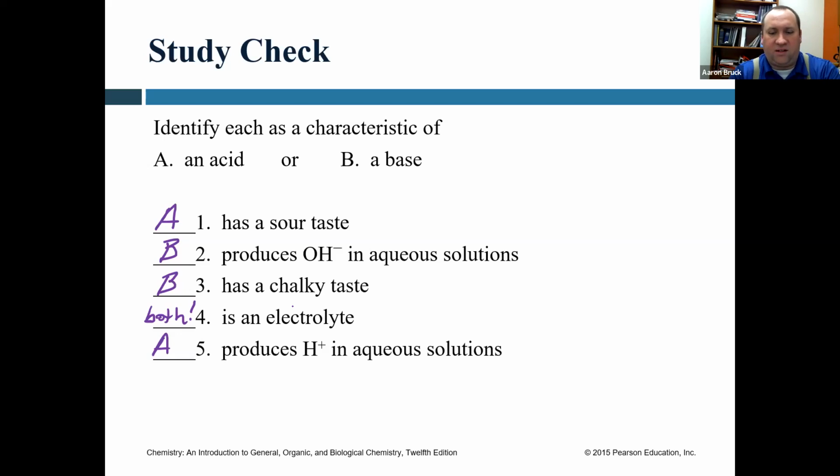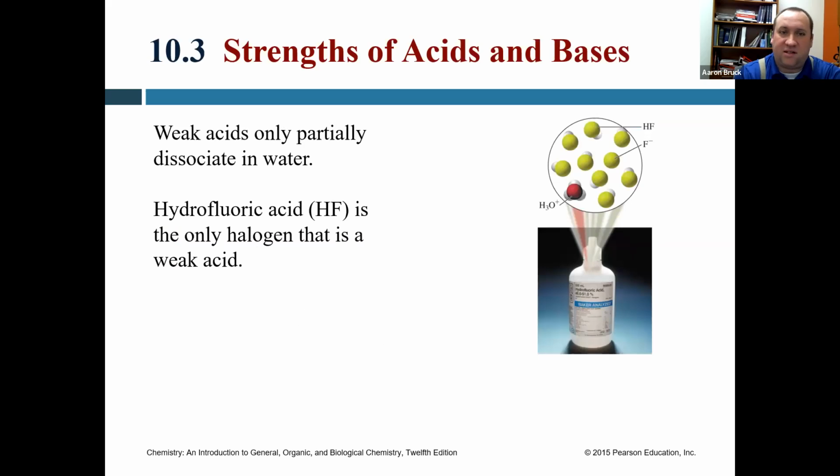There's one more thing that we want to talk about here in this first introductory coverage of this material, and that is acid and base strength. This is section 10-3. Here in 10-3, we're talking about, what is the difference between a strong acid and a strong base? What is the difference between a strong acid and a weak acid? And it comes back down to something that we talked about when we talked about electrolytes, the idea of partial dissociation.